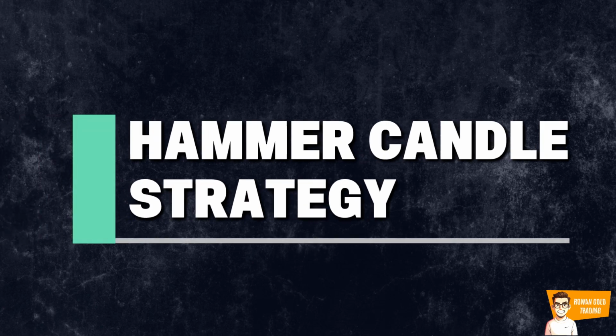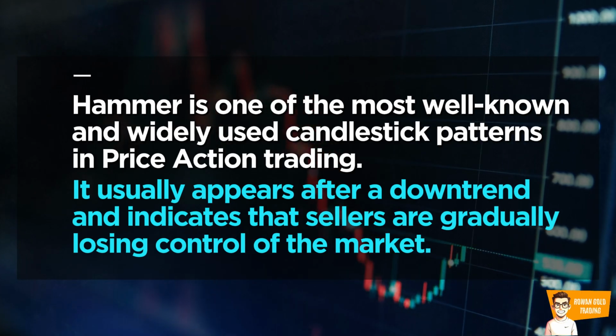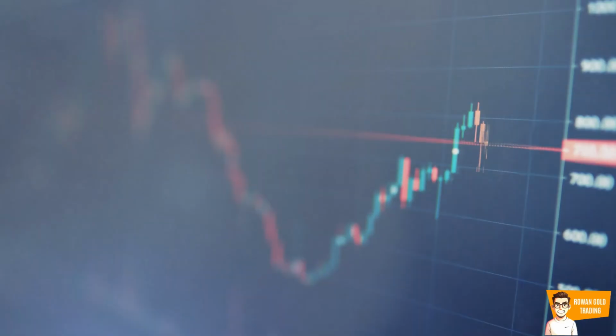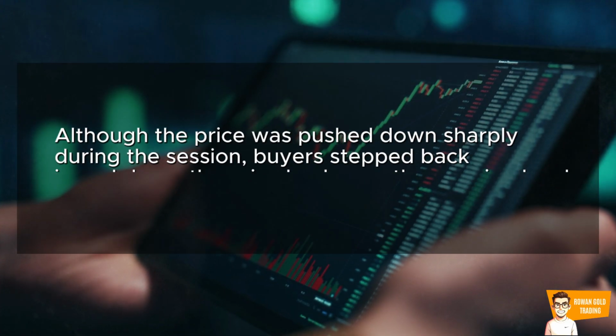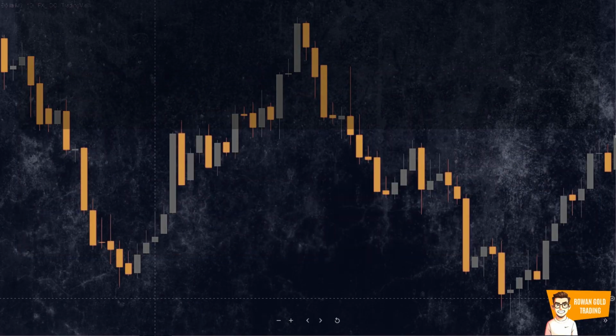Welcome to today's explainer. Today we are decoding a chart pattern that might look incredibly small, almost insignificant on your screen, yet it possesses the absolute power to reverse an entire market trend. We are, of course, talking about the legendary hammer candle.